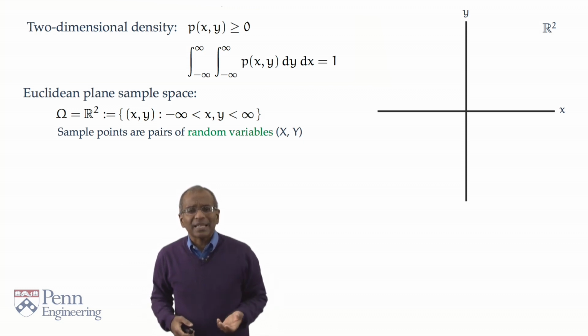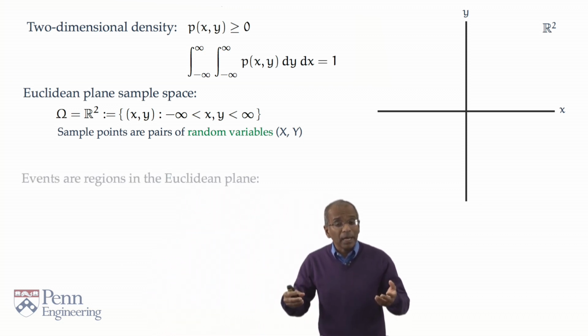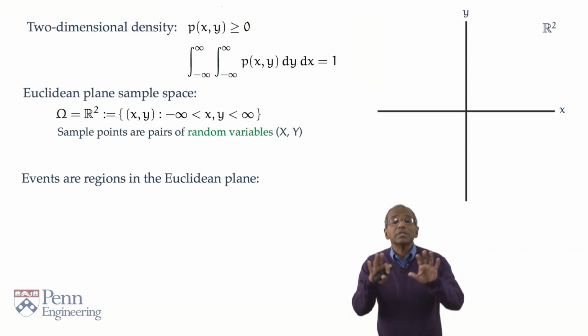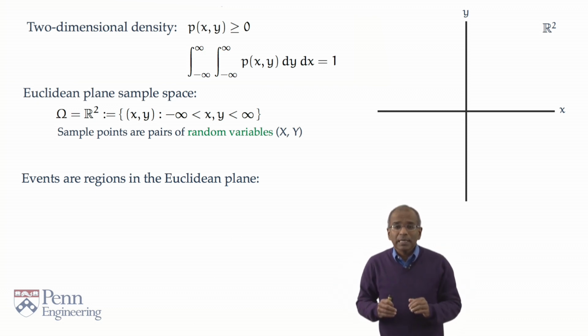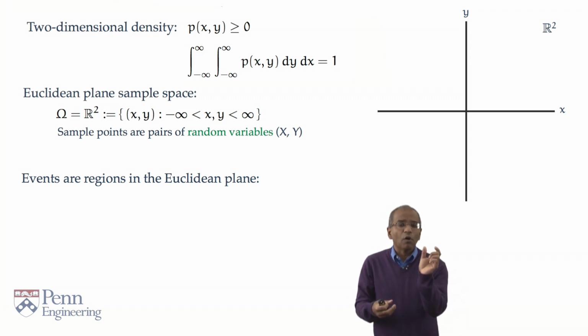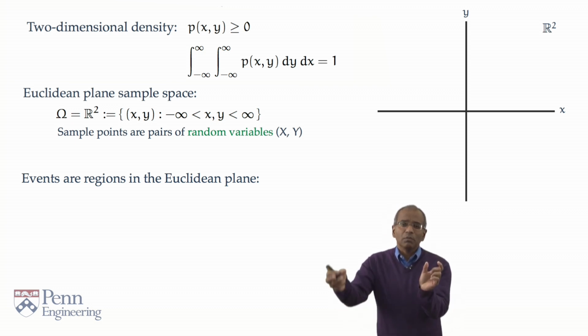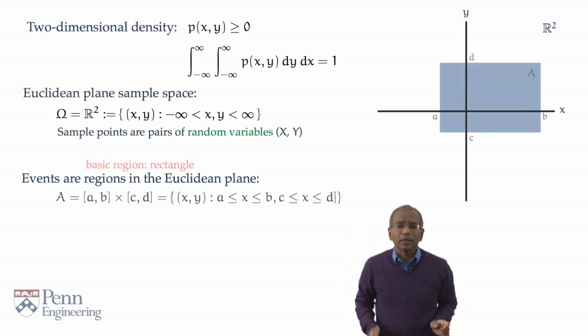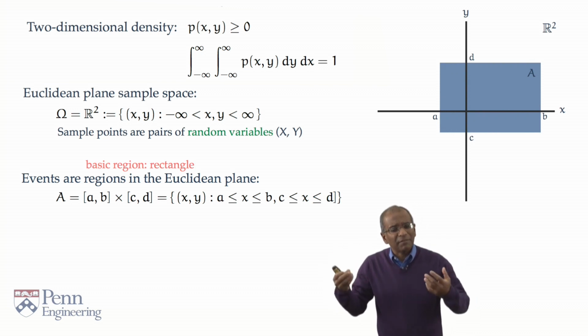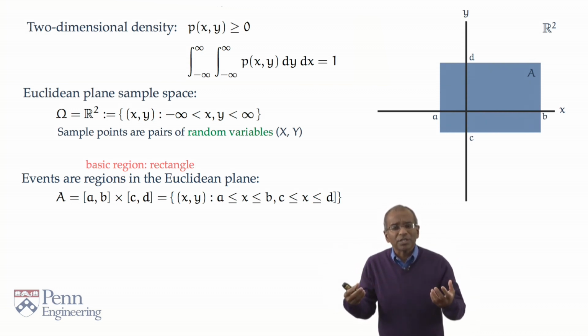What are the events in this experiment? Well, remember, events always are subsets of sample points. What are natural subsets of sample points? Well, they're regions of the plane, and the simplest basic regions we could imagine, building upon the intuition of intervals in 1 dimension, will be a pair of intervals, and a pair of intervals gives us naturally a rectangle. And therefore, the basic events, basic regions, are rectangles in 2 dimensions.